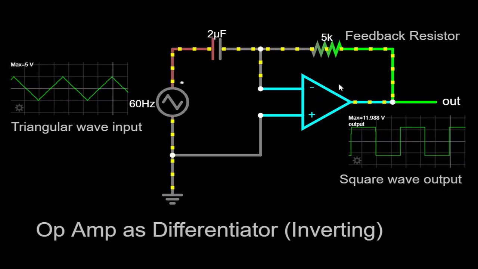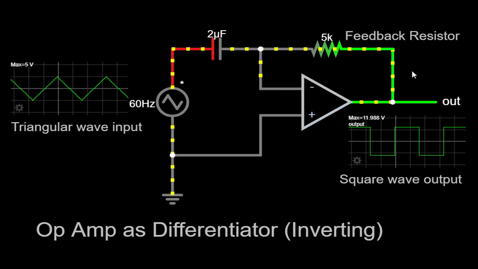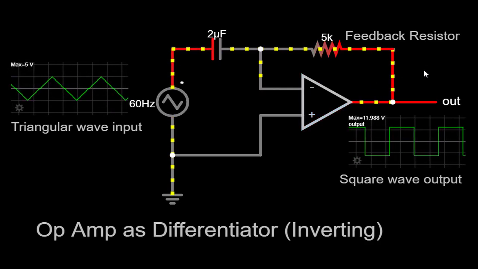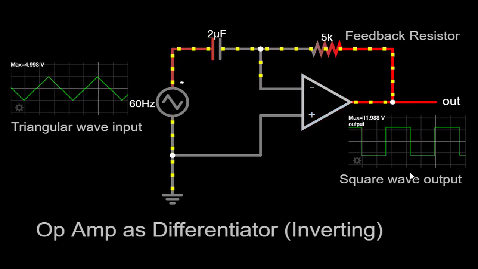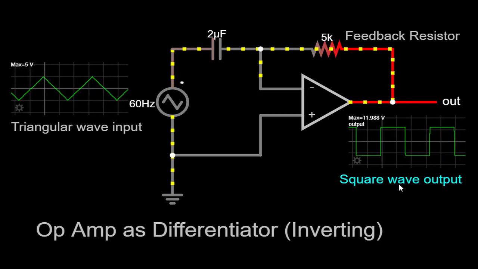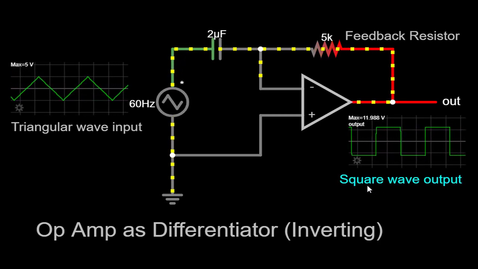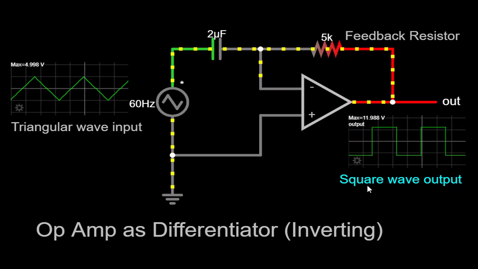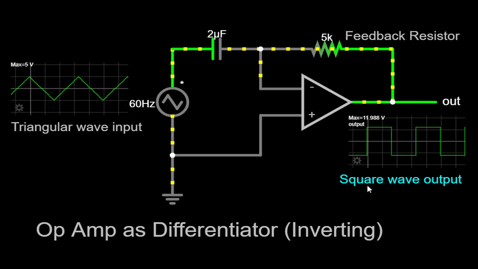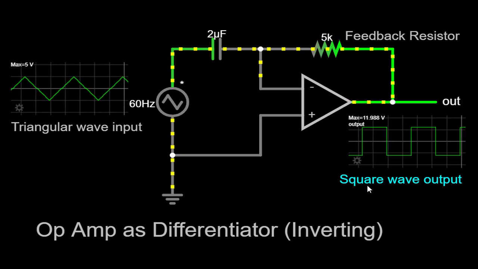Now, you might be wondering how this process results in a differentiator effect. When we observe the output waveform on the oscilloscope, we can see that despite the input being a triangular wave, the output appears as a square wave. This square wave output is a clear manifestation of the differentiation process.